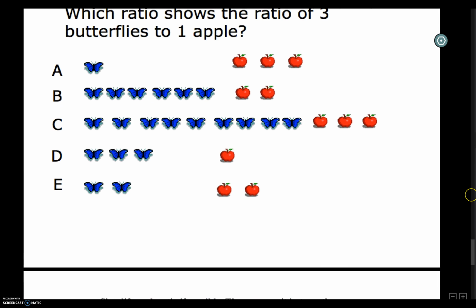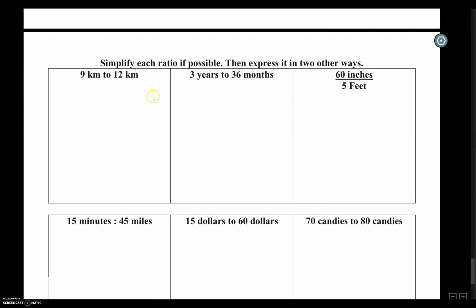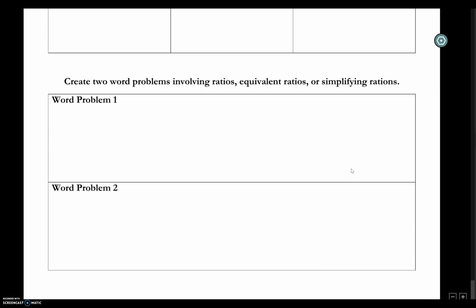So when you're done with this, I want you to move on and simplify each ratio if possible. So simplify these and create 2 word problems, just 2 simple word problems like I did with Romina and Brianna. And then when you're done with this, you will turn it in to Mr. Morales, and then you will log into Prodigy, and I will have some ratio problems for you on Prodigy.